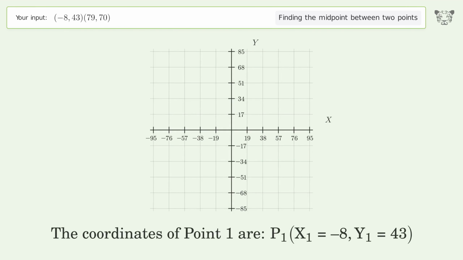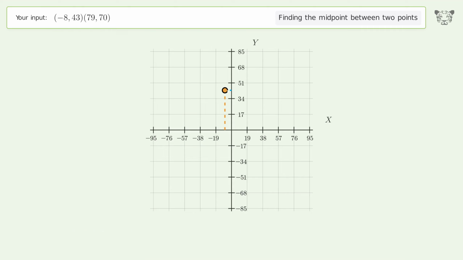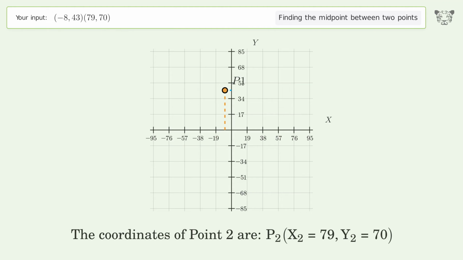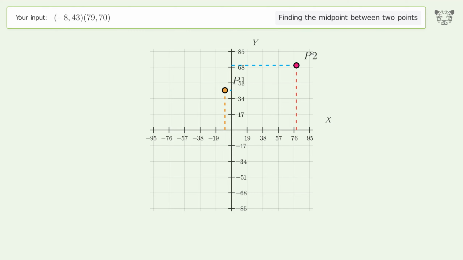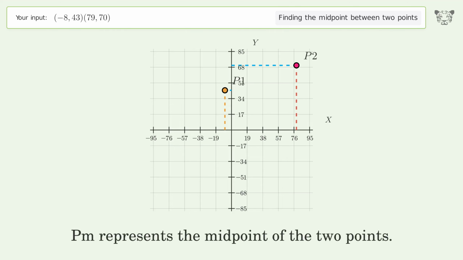The coordinates of point 1 are, x1 equals -8, y1 equals 43. The coordinates of point 2 are, x2 equals 79, y2 equals 70. PM represents the midpoint of the 2 points.